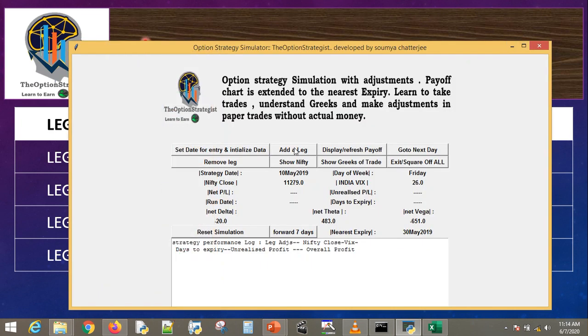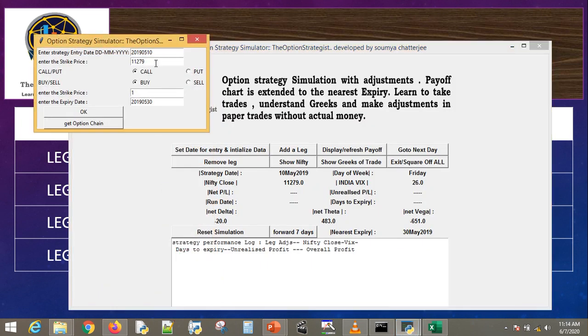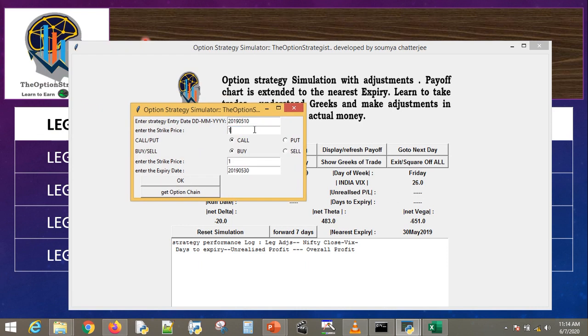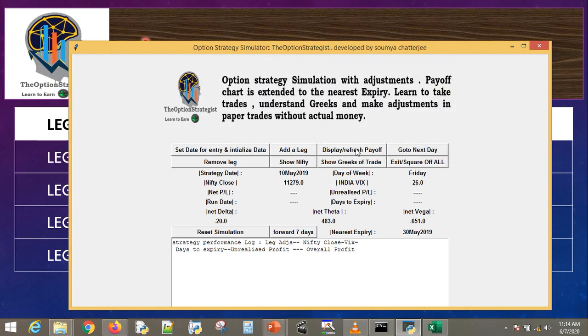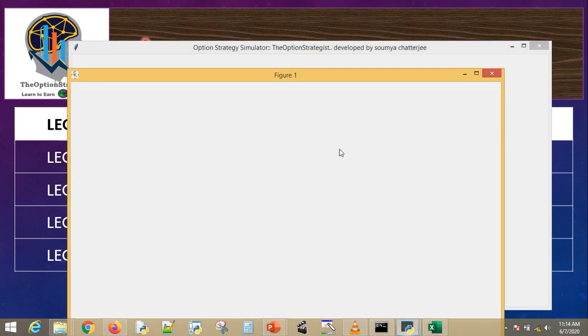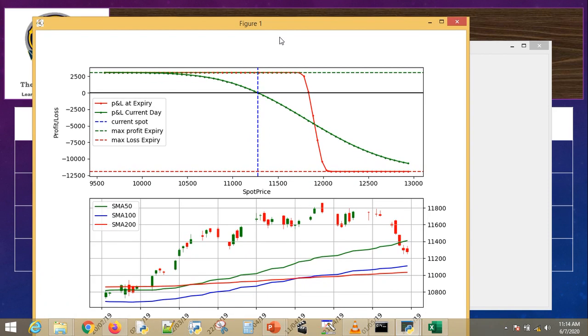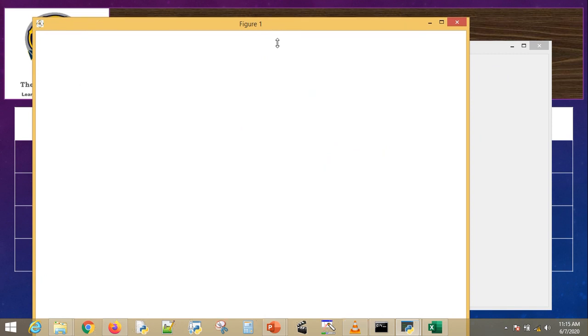Let us go ahead and add other legs. Let us now buy the 12,000 leg. So I'm entering 12,000, I'm saying buy, I'm saying okay. I can again show the breaks. I'll again display the payoff here, right? Now we can see we have constructed a credit spread. So now your loss is defined, and the loss is roughly 12,500. The amount of profit we're going to make is 2,500 from this plot, right? This is the maximum profit you are going to make, right?